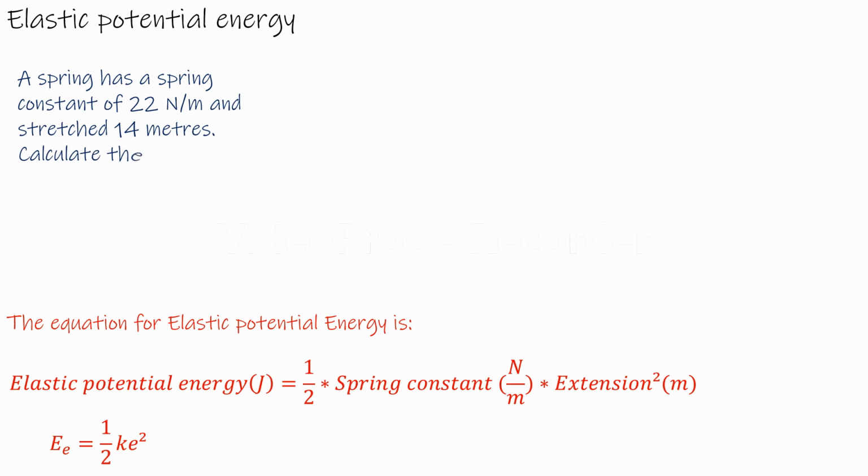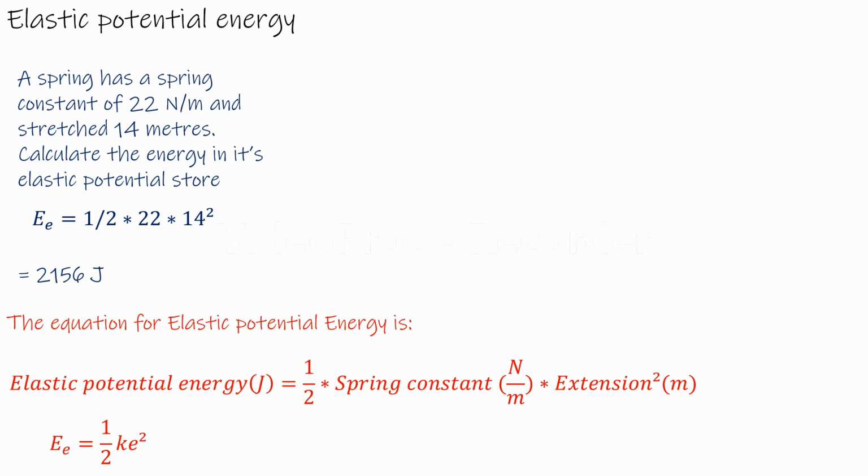So the first question here tells us that we have a spring, and this spring has a spring constant of 22 newtons per meter, and is stretched out 14 meters. We are then asked to calculate the energy in its elastic potential store. So all we're going to do here is plug our values into the equation Ee equals 1/2 ke squared, and putting that in a calculator, we get an answer of 2,156 joules.